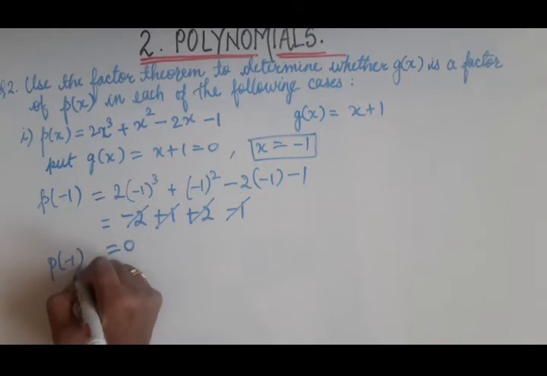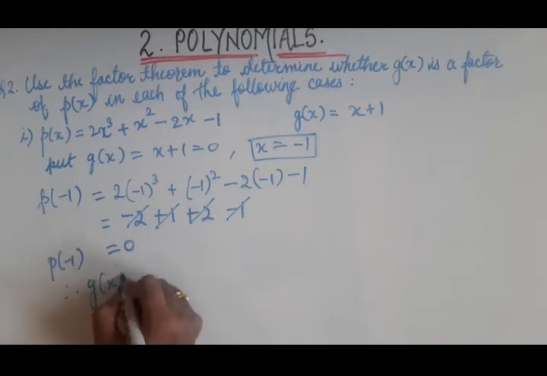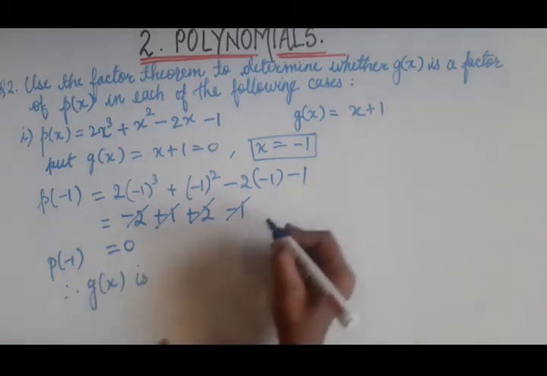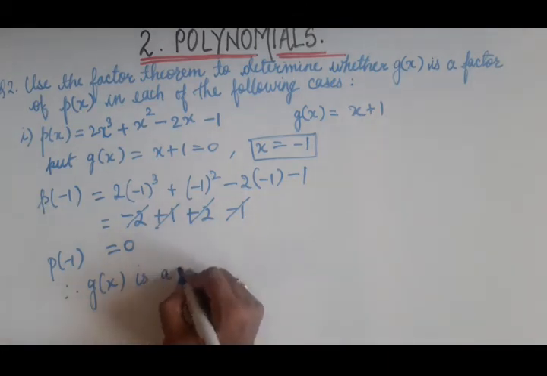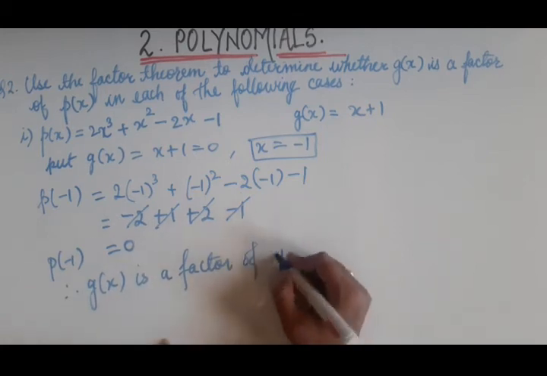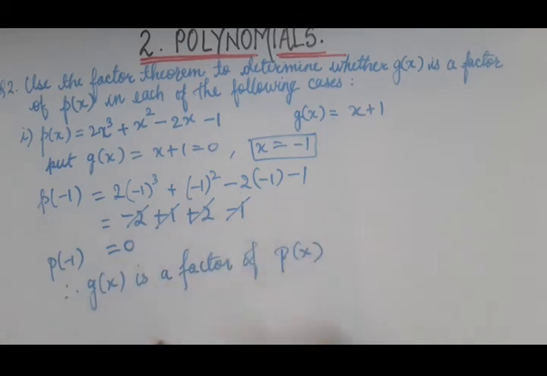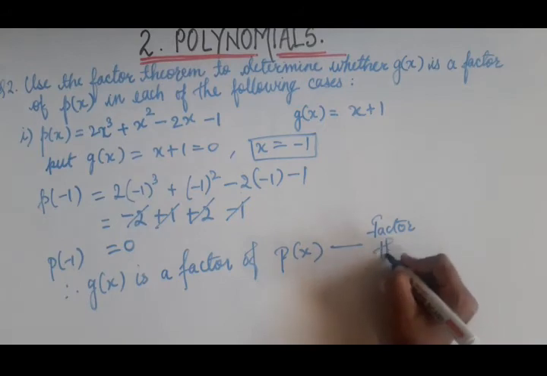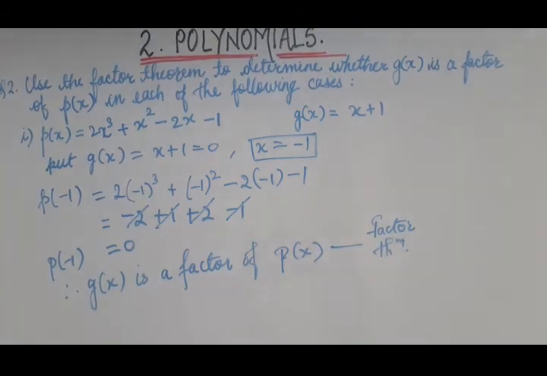So that means, since the remainder is 0, therefore g of x is a factor of p of x. Okay, the reason for this is the factor theorem. What we used here? Factor theorem. Okay, so this was the first part. Now let us move to the second one.